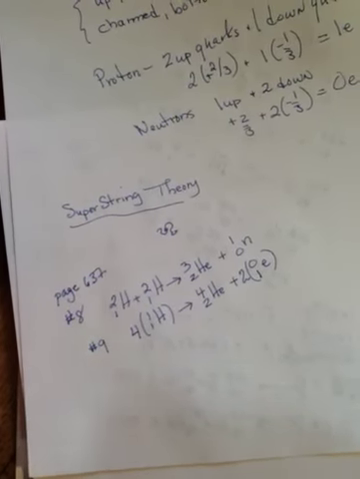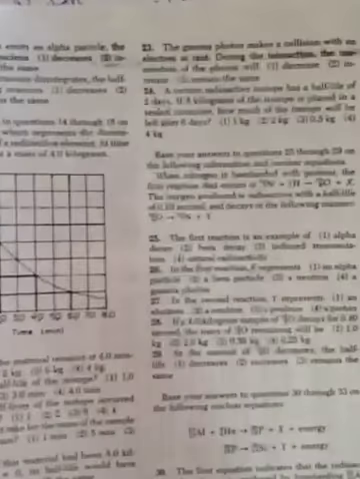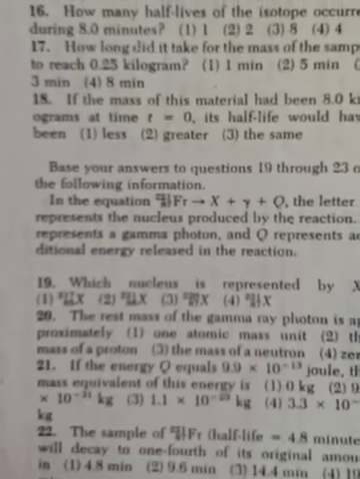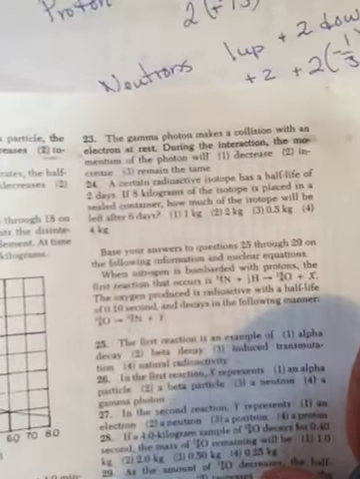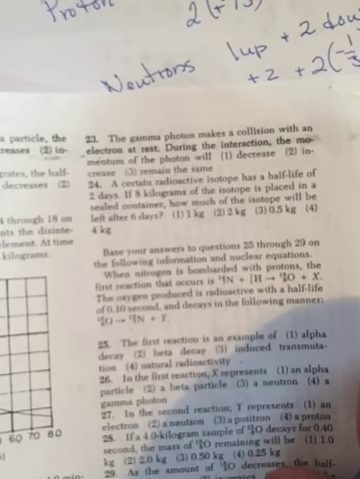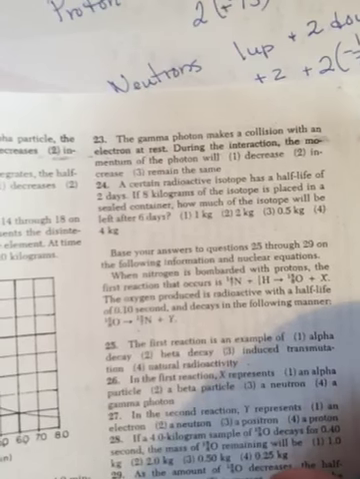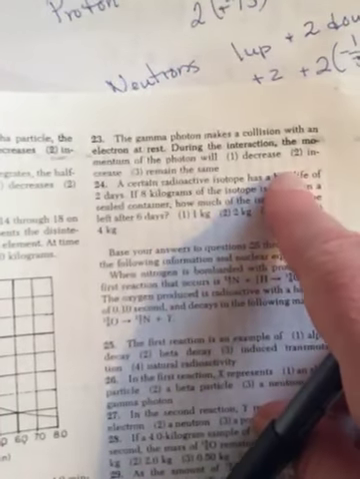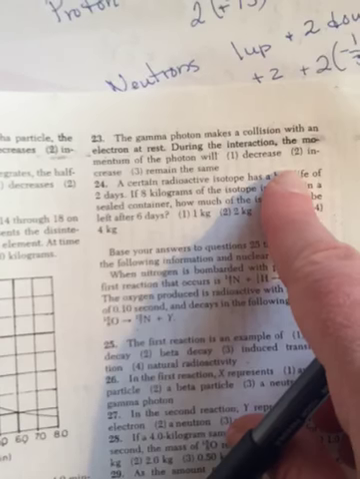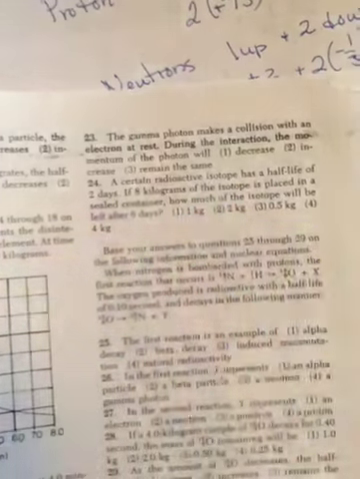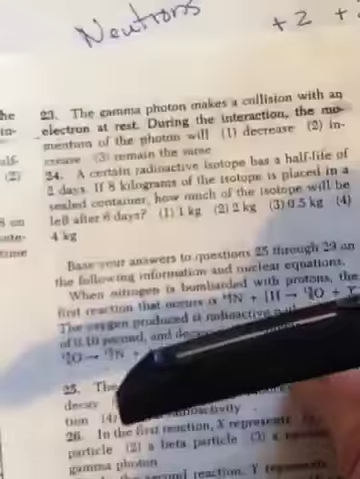And now back to the multiple choice. In yesterday's, we ran out of time just before we got to 23 and 24, but they were based on this reaction down here. Okay, and so it says the gamma photon makes a collision with an electron at rest. During the interaction, the momentum of the photon should decrease, and the other guy should pick up some, right? It's just a collision, conservation of momentum.